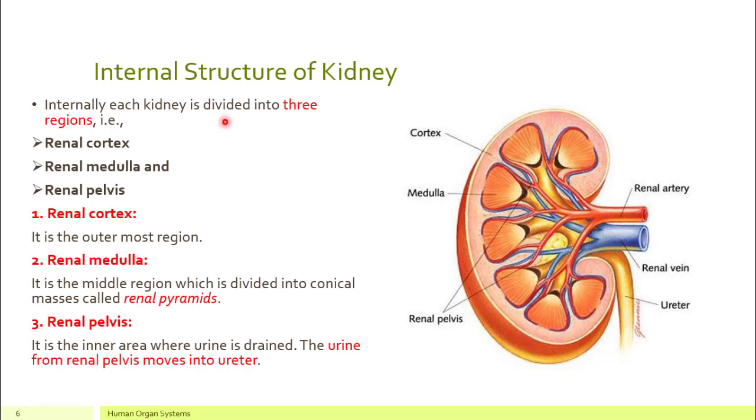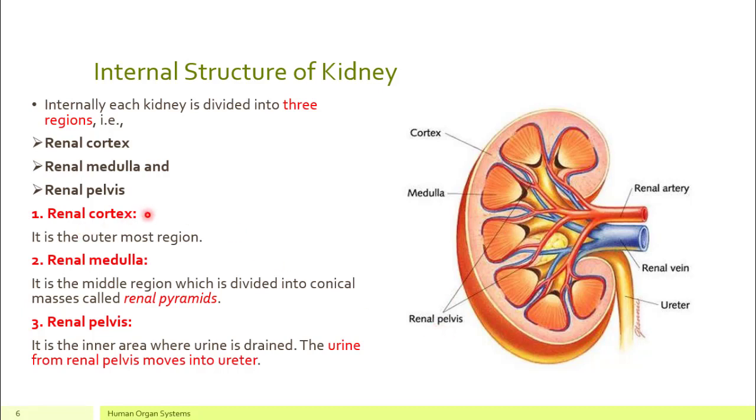Internally, each kidney is divided into 3 important regions. Here we have a diagram of kidney in which you can locate all these 3 important regions. Number 1 is renal cortex, number 2 is renal medulla, and number 3 is renal pelvis. Here you can see the renal cortex, the outer region. Here we have the renal medulla, and this portion right inside the kidney is renal pelvis.